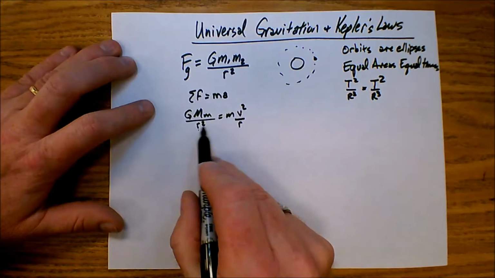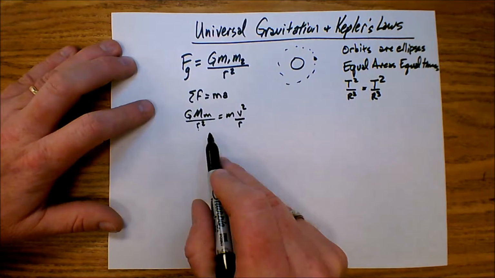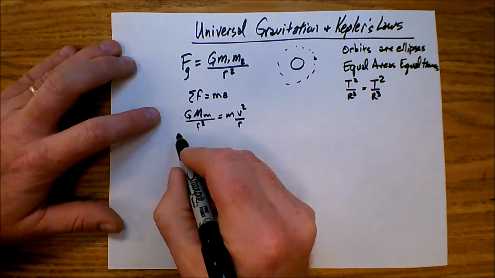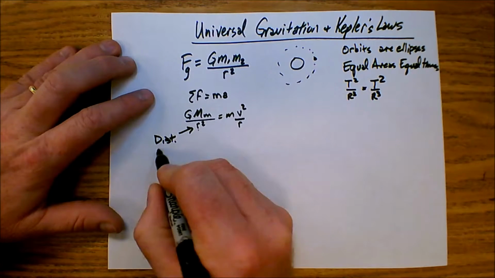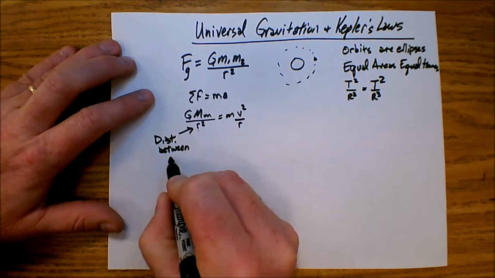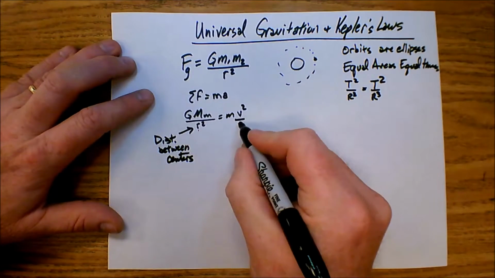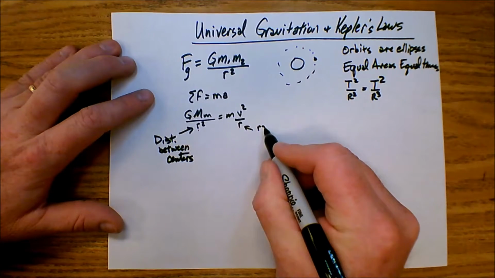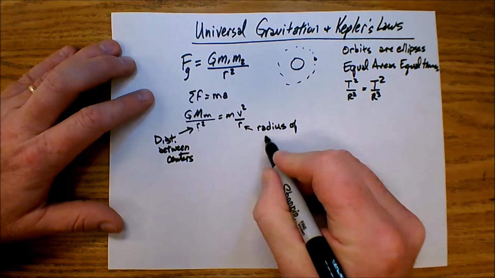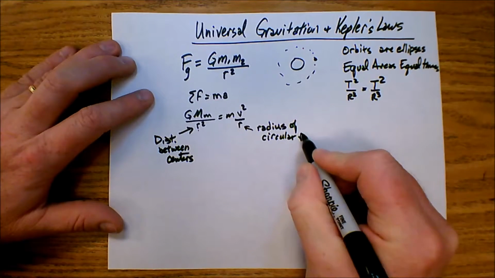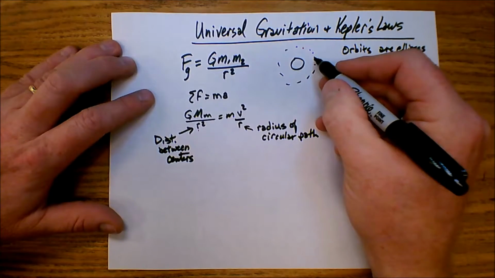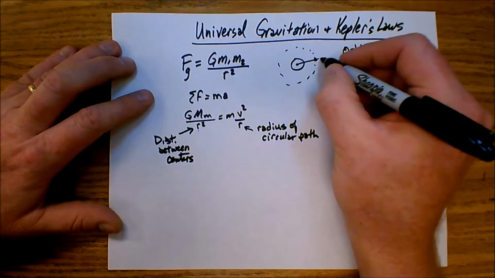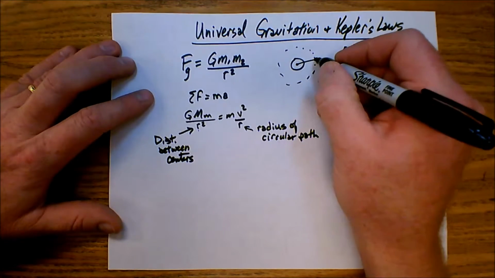Now, in this equation, we see two different r's. Sometimes that's going to be the same r, and sometimes it's not. On the left side, in Newton's law, the r represents the distance between centers of the two objects. On the right side, v squared over r, the r represents the radius of the circular path. And as we can see, in the case of a small satellite orbiting a large central body, the distance between centers will in fact equal the radius of the circular path.